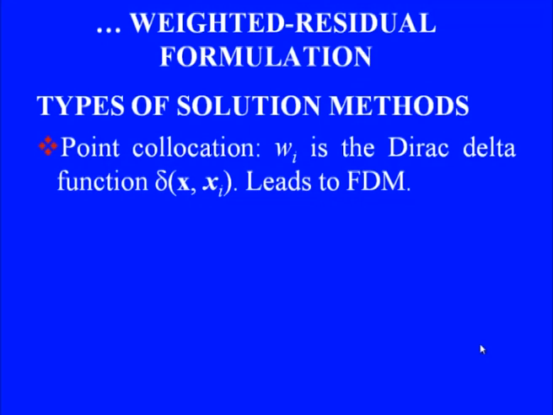Now, depending on the choice of weight functions, we can get a variety of solution methods. Let us have a look at some of them. This one is what we call the point collocation method, wherein our weight function is the Dirac delta function, and we will illustrate what it means. It leads to what we call the finite difference method. Let us see if there is any connection between this choice of weight function and the finite difference method which we have dealt with earlier. So, we are still dealing with our weighted residual methods.